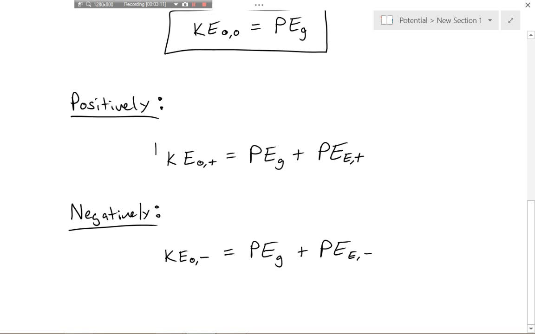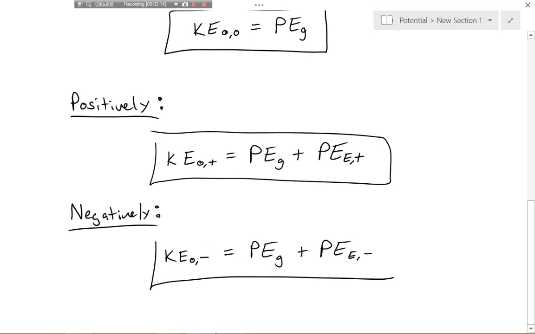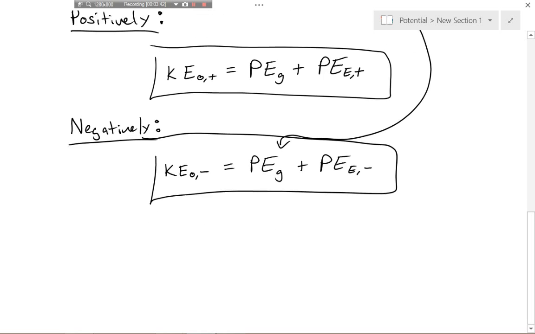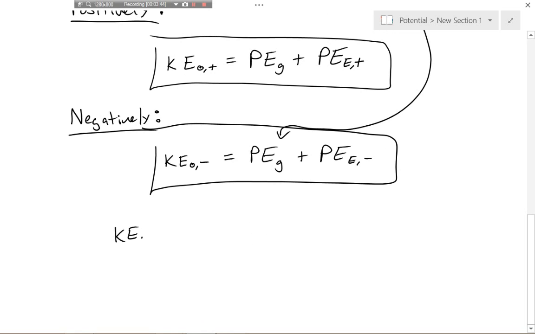The idea is that I can use these three formulas and combine them in a way to get a single formula that only depends on the kinetic energies of these three particles. That way I can relate the velocities of the particles, and I can solve for the velocity of the negatively charged particle. So the first thing I'm going to do is plug the kinetic energy formula in here to get rid of the gravitational potential energy. The initial kinetic energy of the negatively charged particle is equal to the potential energy due to gravity plus the electrostatic potential energy.